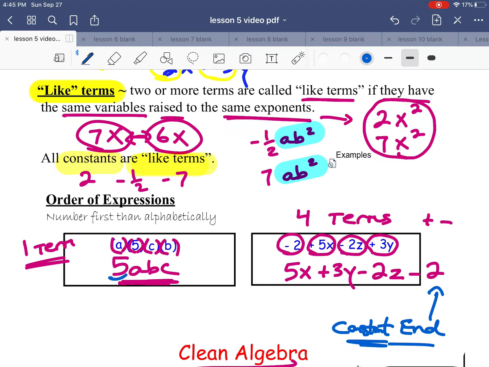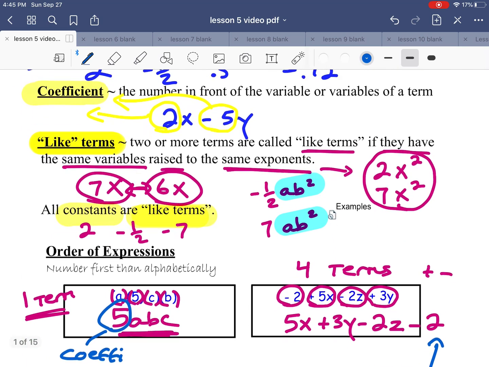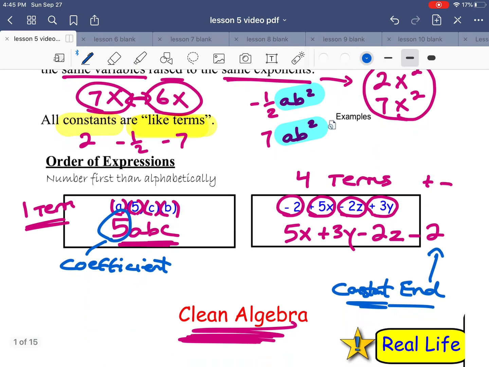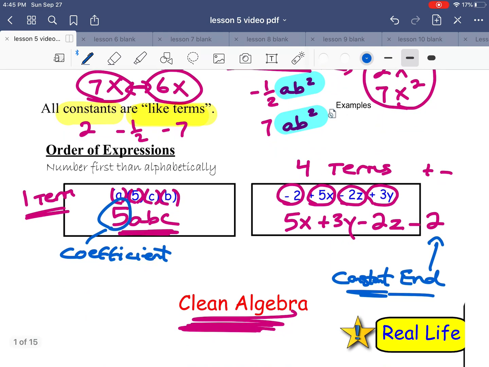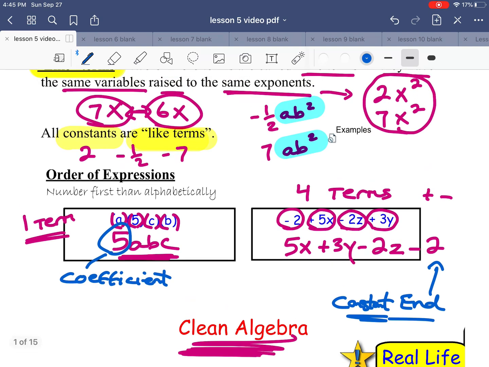This is not the same. This is a coefficient. Coefficient. I'm looking at my spelling. C-I-E-N-T. So a coefficient goes in front of all the variables. A number by itself, a constant, would go at the end of an expression.